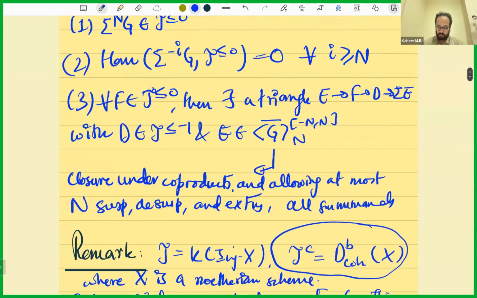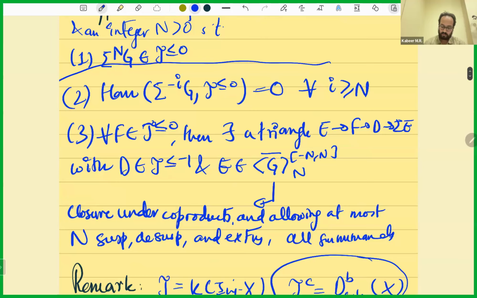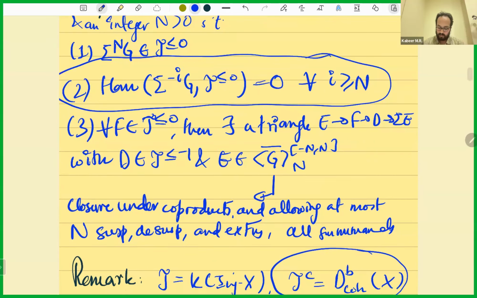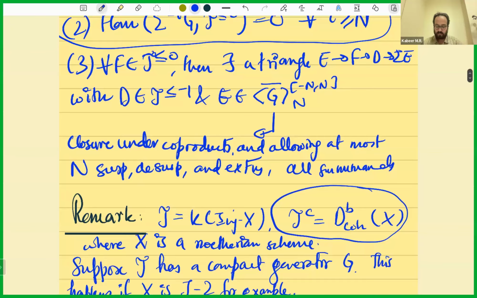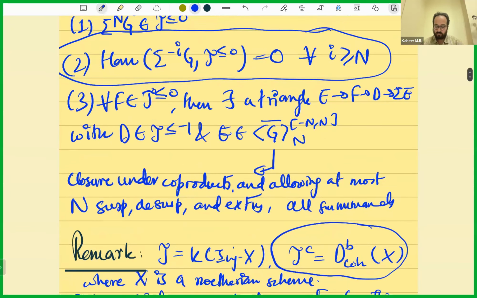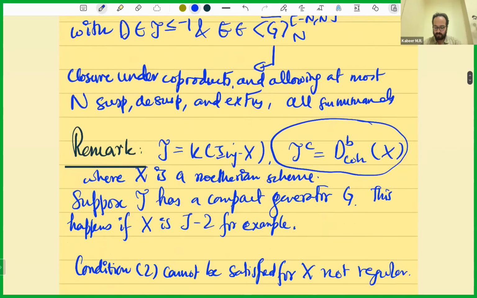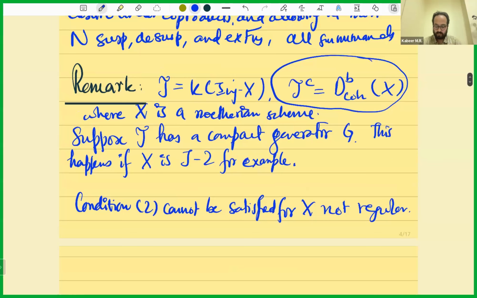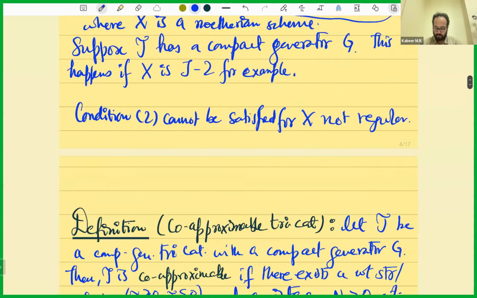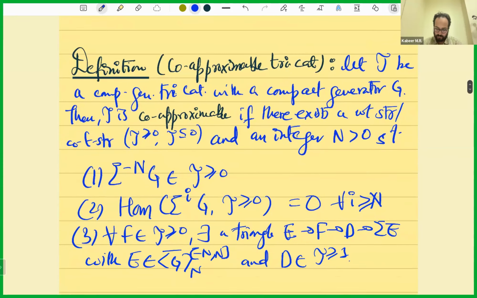Then condition 2 cannot be satisfied unless X is regular. So in very, very special cases. So this shows that if one wants to study the homotopy category of injectives with similar techniques, one needs to modify the definition. And in this case, there is an easily stated fix, which brings us to this definition of a co-approximable triangulated category.